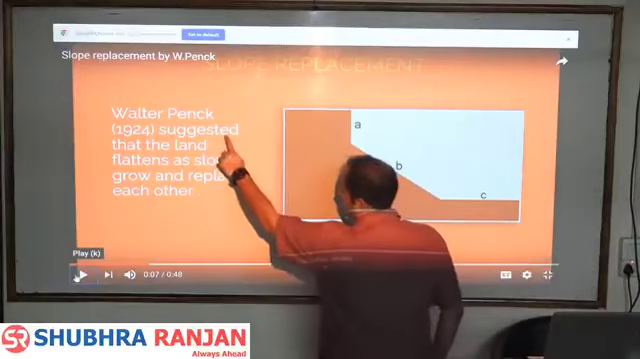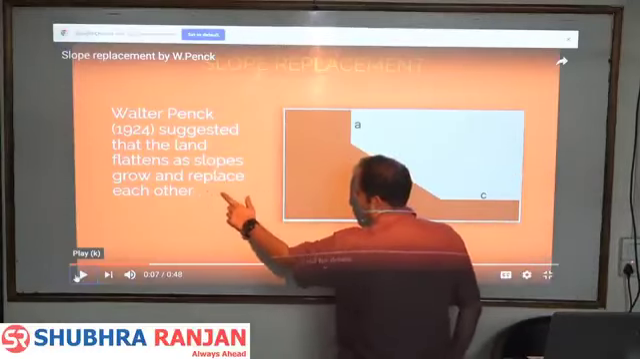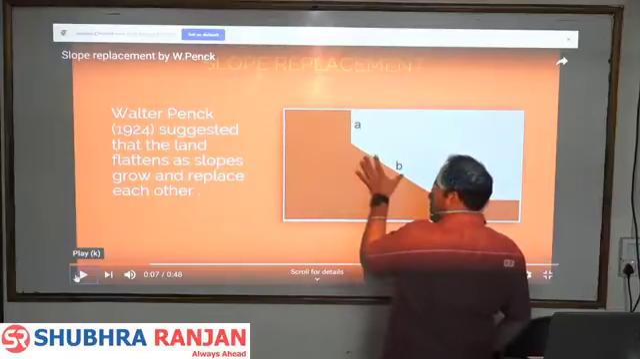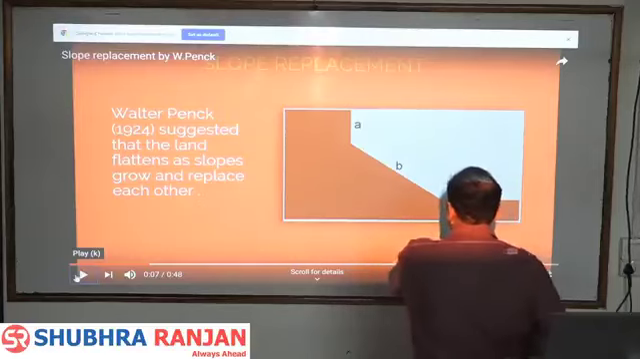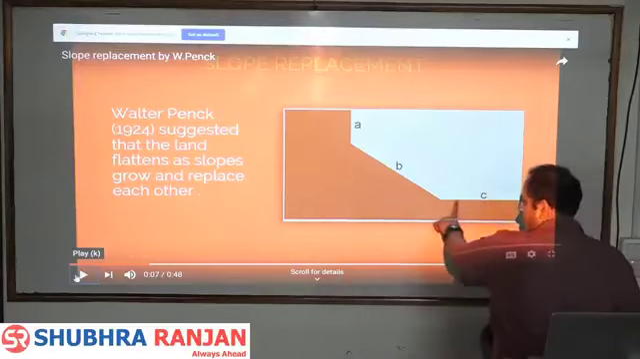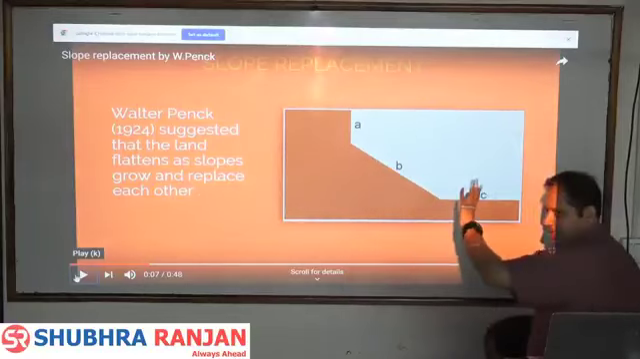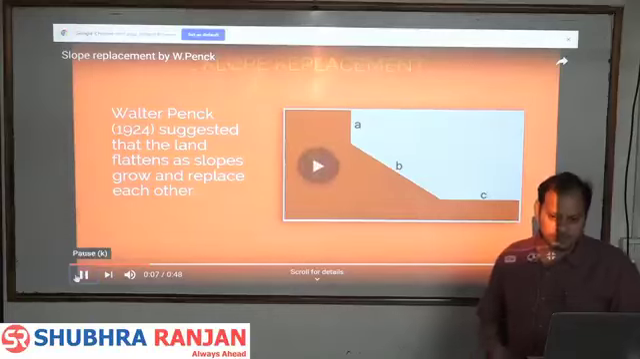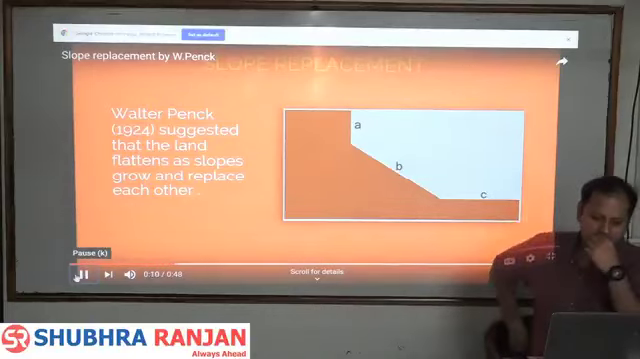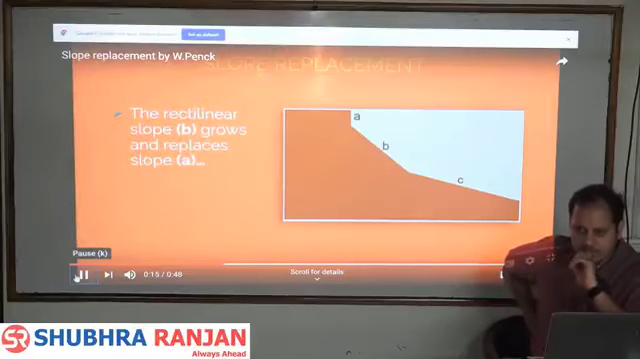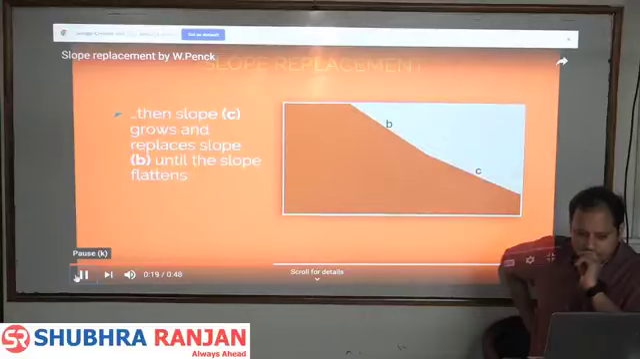Walther Penck suggested that the land flattens as the slopes grow and replace each other. This is the initial slope, free scarp, rectilinear slope, nothing else, C. Now what is going to grow? C will grow and it will ultimately replace A, and this is what we know as slope replacement. Can you see C is growing? Rectilinear slope. The vertical slope has disappeared.